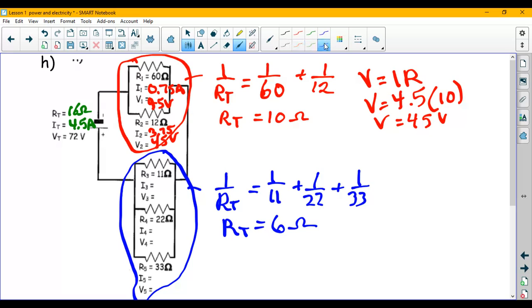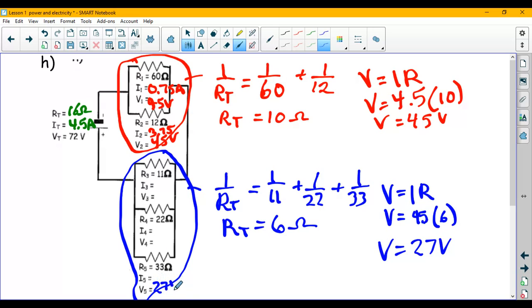I'm going to do the same thing for the bottom, right? I'm going to think about the blue section as one entity. If I think about it as one entity, then I can find its potential difference, which means all of the current goes through and it experiences that 6, so 4.5 times 6, so I get 27. Now, this also makes sense because 27 plus 45 gives me my total of 72, which I should get, right? So that is very logical.